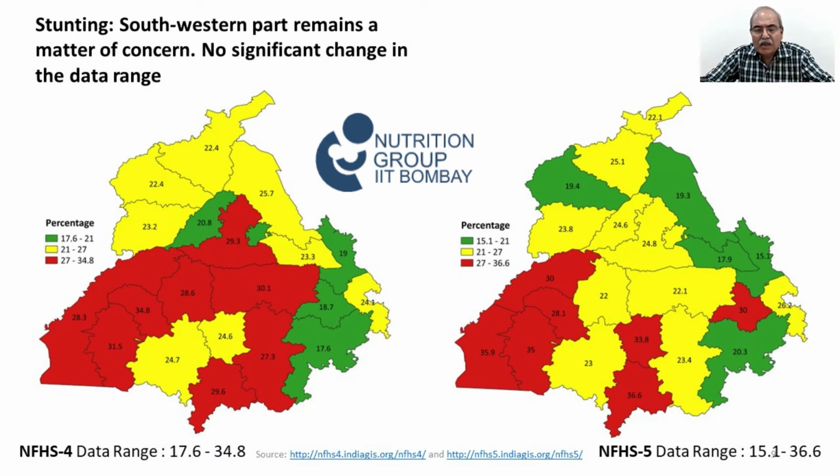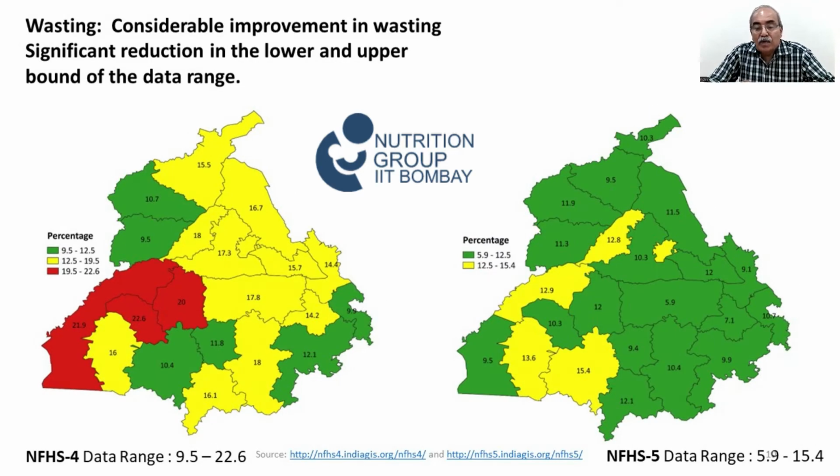When it comes to stunting, we again see reasonable reduction, but the southwestern cluster this time is a matter of concern. You would see the upper end of the data range from NFHS 4, 34.8, has actually gone to 36.6. It's not a good thing to happen, though it has come down on the lower end from 70.6 to 15.1, but that's only in respect of one odd district. So that part needs to be taken into account. When we come to wasting, this is where we see considerable improvement.